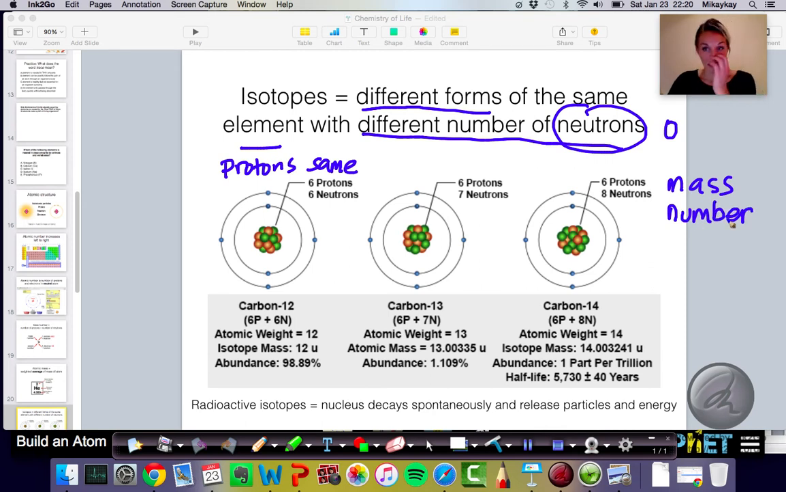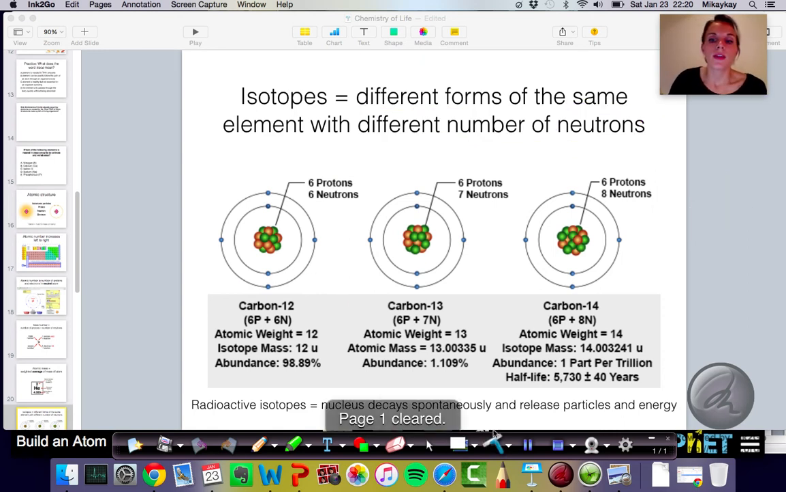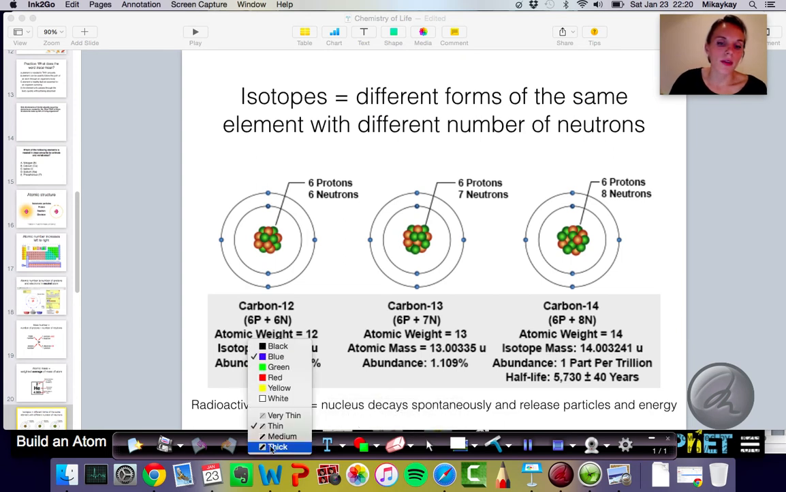And there's a lot of different isotopes depending on what element we're talking about, but let's talk about carbon, for example. So carbon, if you look at your periodic table, you will see that it has 6 protons. Hopefully you can remember that by now. And sometimes it has 6 neutrons, right?